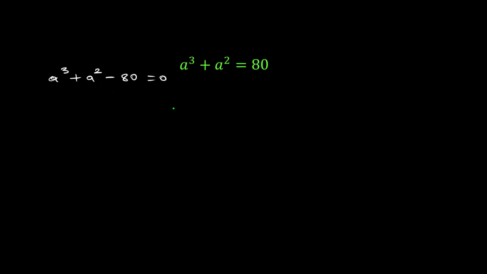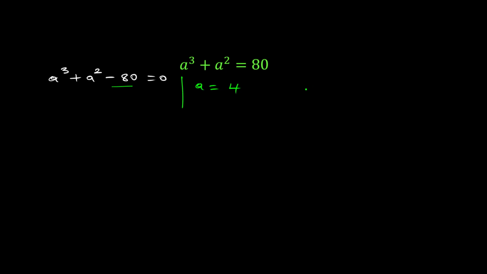And by looking at this, this is 80, so it has to be a factor of 80. So we could try a few values here. 2 would not make this true, and 8 would not make this true. So let's try 4. 4 cubed is 64, 4 squared is 16, so that is 80. So in this instance, a is equal to 4.